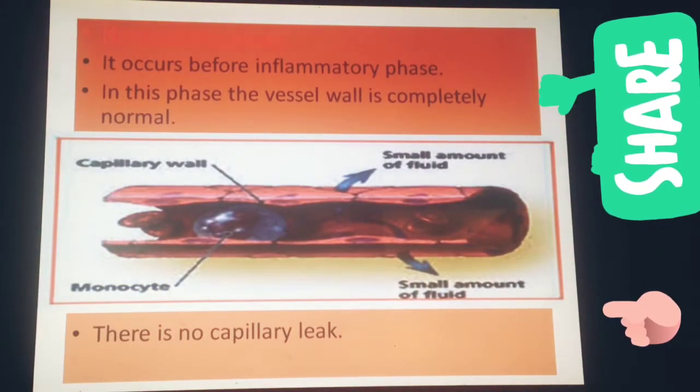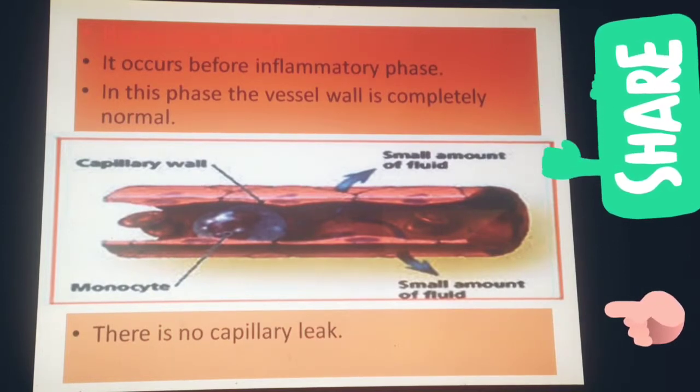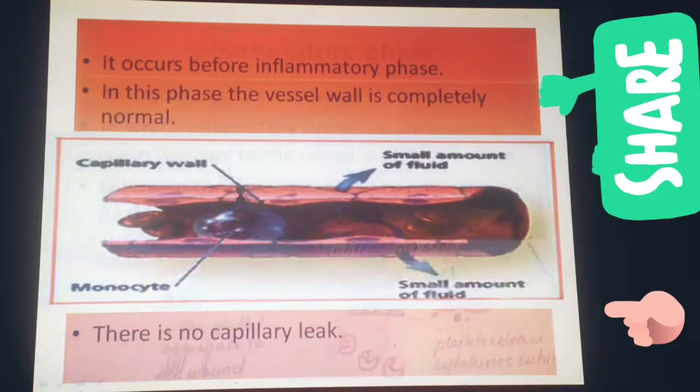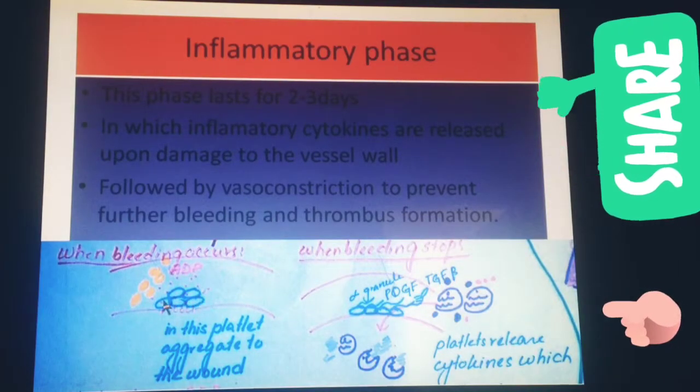Now we will discuss each of these phases individually, the first being the hemostatic phase. This phase occurs before the inflammatory phase. In this phase, the vessel wall is completely normal and there is no capillary leak through them. After an injury has occurred to this vessel, there are a series of changes that occur in these vessels. The first being when the vessel is injured, it starts to bleed.